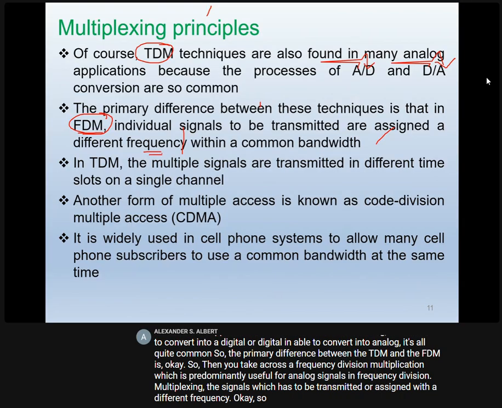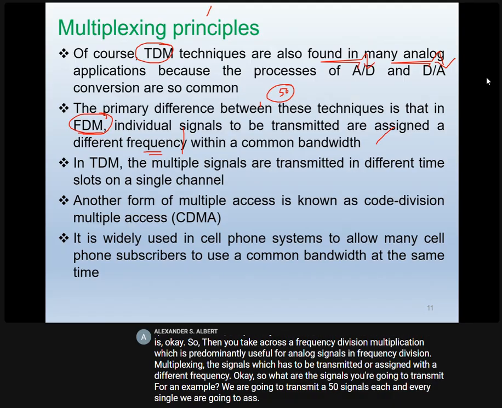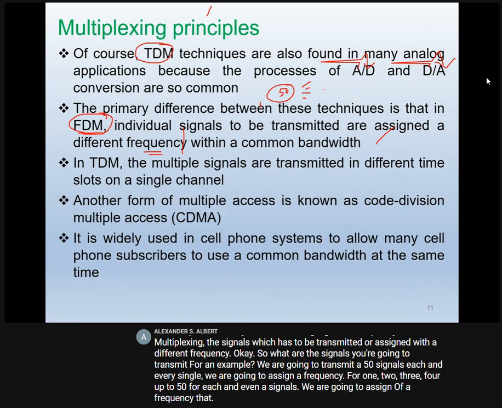Okay. So what are the signals you're going to transmit? For example, if you're going to transmit 50 signals, for each and every signal, we are going to assign a frequency, for 1, 2, 3, 4, up to 50, that shares a common bandwidth.